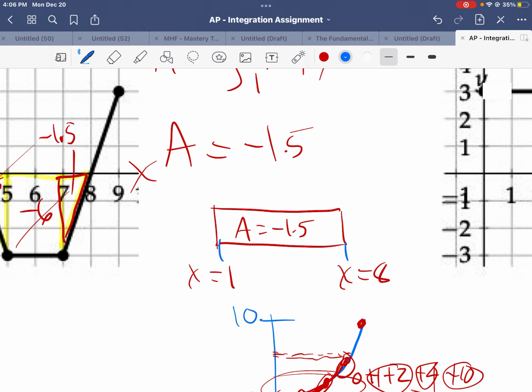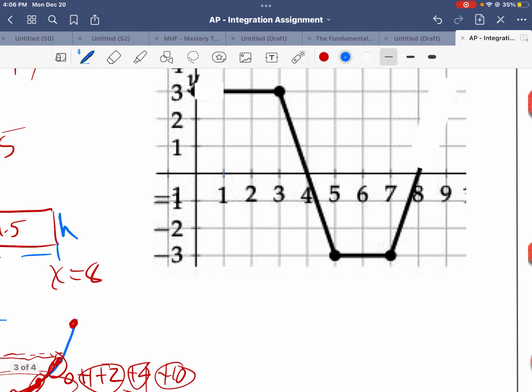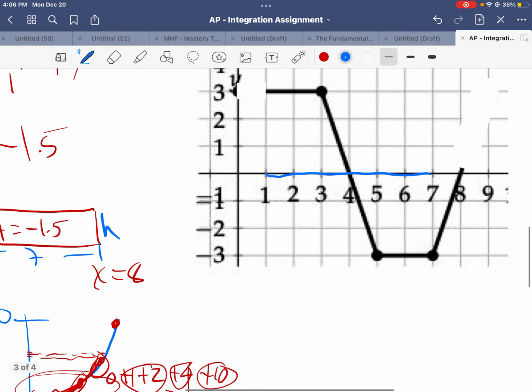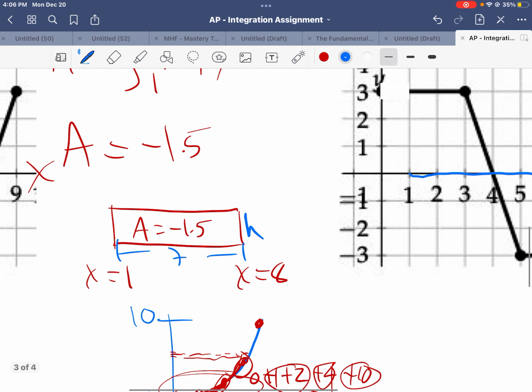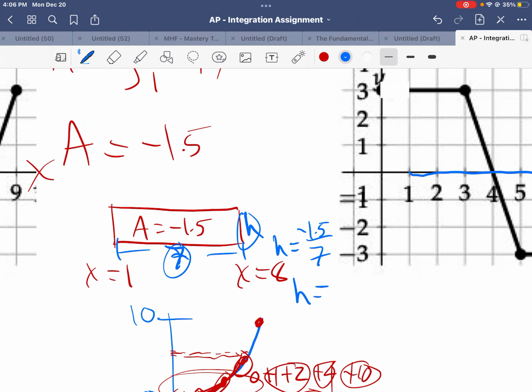And then I have to figure out the height of that rectangle. Okay? So I'm going to go over here and just show you what that looks like on the graph. I'm going to go all the way across there to 8. Now, some number multiplied by 7 is negative 1.5, or h equals negative 1.5 divided by 7. If I want to get an approximate answer, I can divide 1.4 by 7, right? 1.4 divided by 7 is 0.2. So it's just a little more than 0.2, like 0.21, right? So the height is negative 0.21, about. And that's the height of that. Just rounding, right? So negative 0.21.